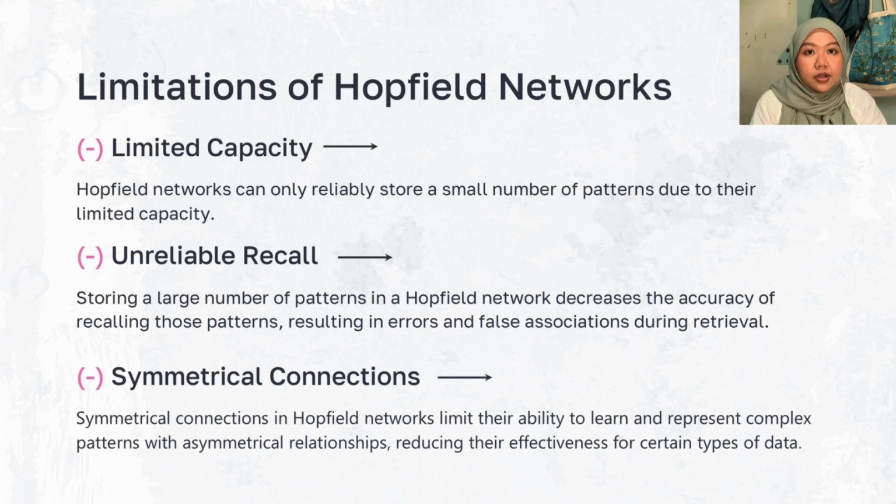Lastly, Hopfield networks use connections between neurons that are symmetrical, meaning they have the same strength in both directions. This symmetry restricts the network's ability to learn and represent complex patterns that have asymmetrical relationships, which limits its effectiveness in handling certain types of data.